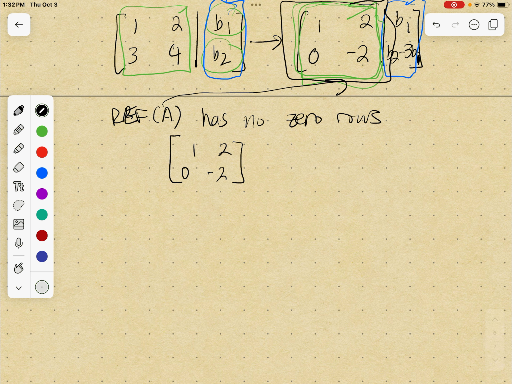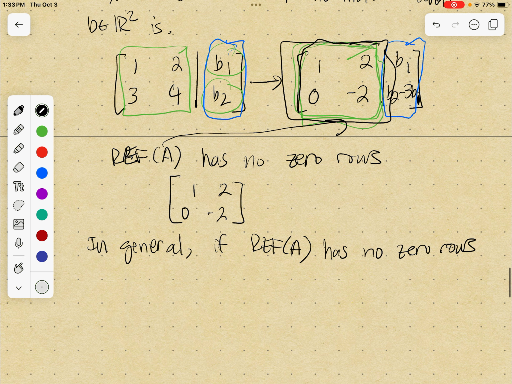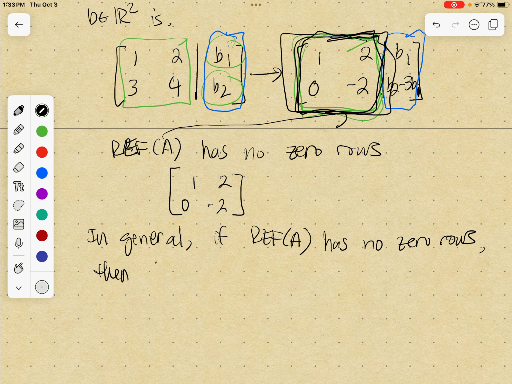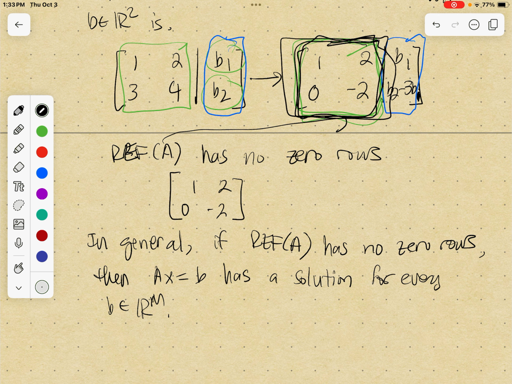And so, what's the general principle? The general principle is, in general, if you row reduce A and you get a matrix that has no zero rows, and we're only talking about the coefficient part, this part, if that has no zero rows, then AX equals B has a solution for every B in Rm. Okay?